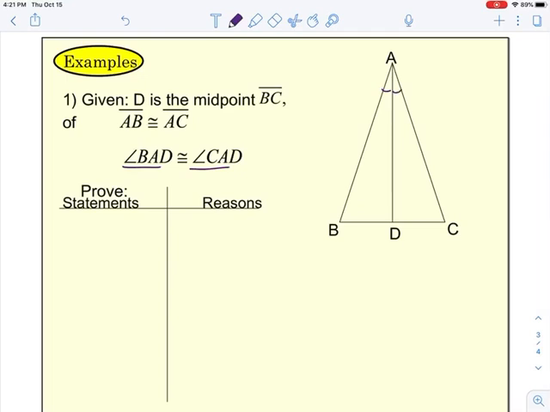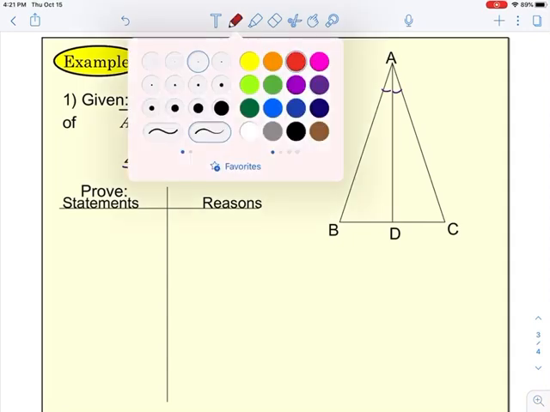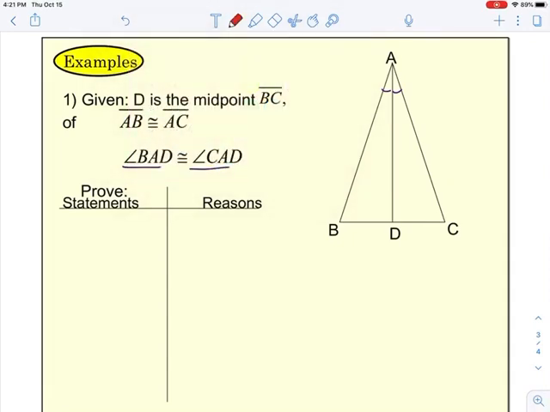They're not congruent already, so I'm going to change my pen color again. The purple, we do not know yet. That's what we're trying to prove. So in order to do that, if I can somehow prove that this left-hand triangle is congruent to this right-hand triangle, then those 2 angles are going to be corresponding parts of congruent triangles.